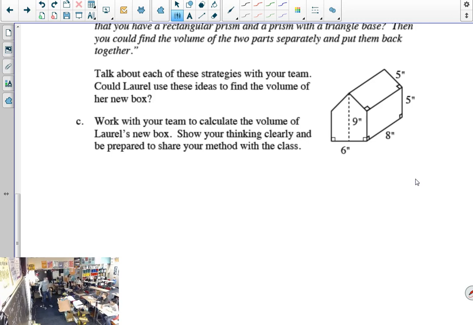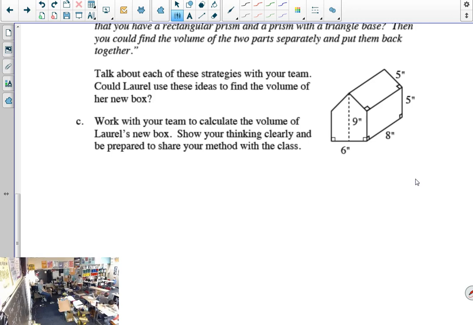This shell box is a prism. We need to figure out what kind of prism. We name the prisms based off the base. So we have to determine what shapes are connected by those rectangles.